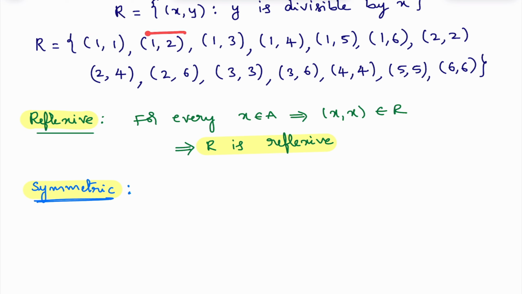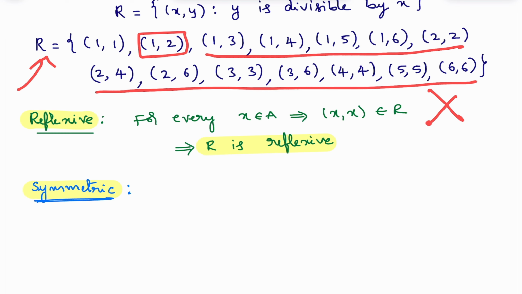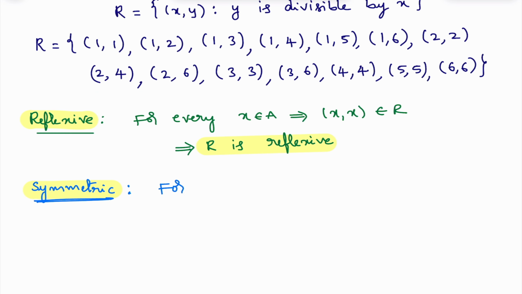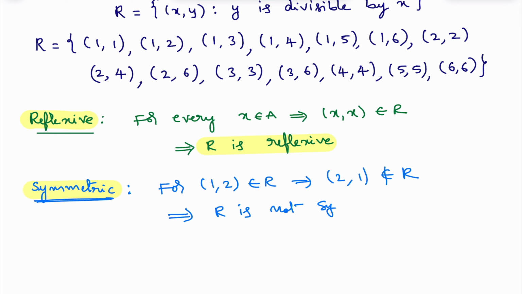Now you come to this 1 comma 2. For 1 comma 2, is 2 comma 1 there in this relation? You check, is there anywhere 2 comma 1? No. That means the ordered pair 1 comma 2 is there in the relation, but 2 comma 1 doesn't belong to this relation. So we say that this relation R is not symmetric.